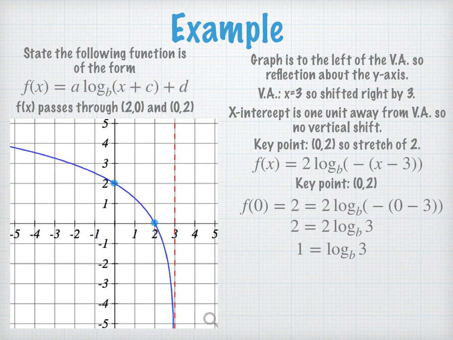Divide both sides by 2. 1 equals log base b of 3. Rewrite using exponentials. We get b equals 3. So now we plug our value for b into our function. And we have f of x equals 2 log base 3 of negative parenthesis x minus 3 close parentheses.